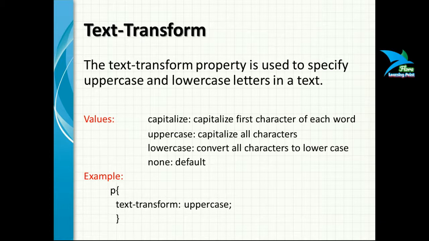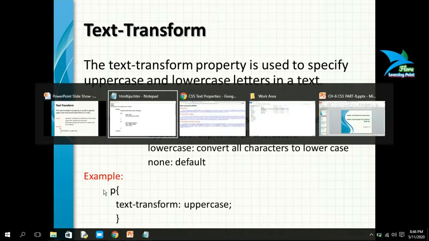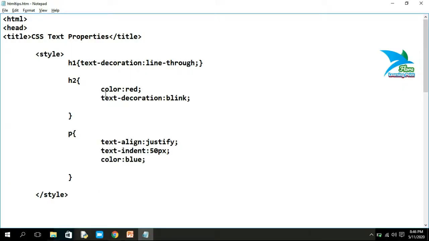Next we will discuss text transform. The text-transform property is used to specify uppercase and lowercase letters in a text. The valid values are capitalize, uppercase, lowercase, and none. If you assign capitalize, then it will capitalize the first character of each word. If you use uppercase, then it capitalizes all characters. If you use lowercase, it converts all characters to lowercase. If you use none, that is the default, and nothing will happen. So that means the text-transform property is used to change the case of specified text.